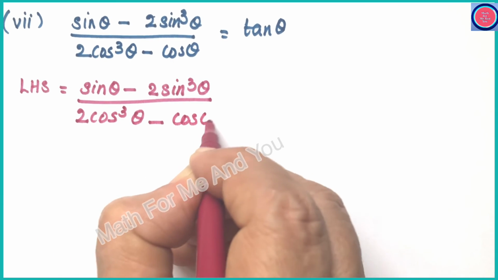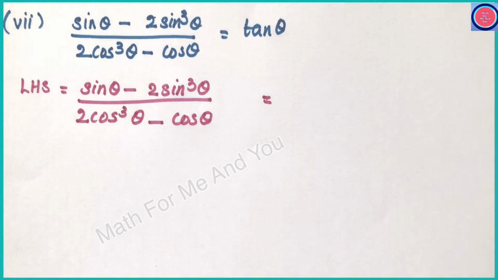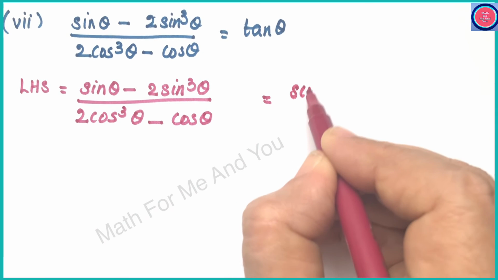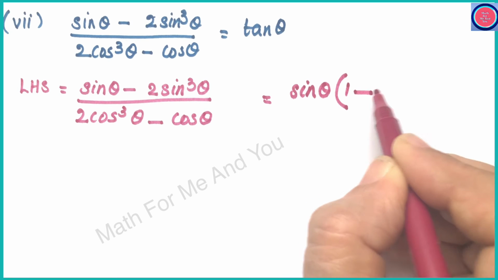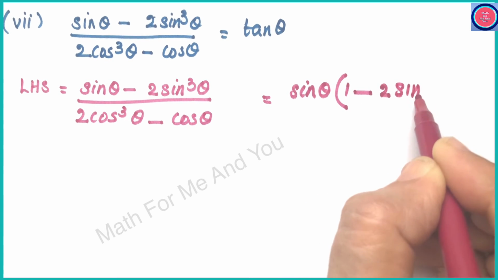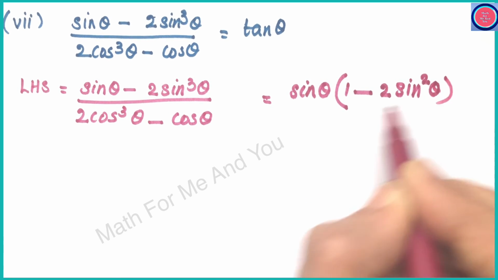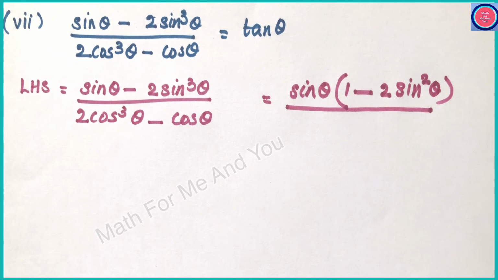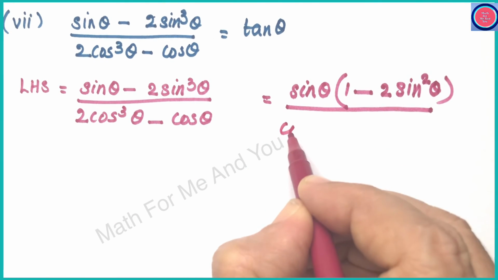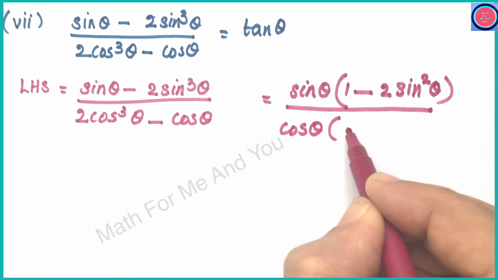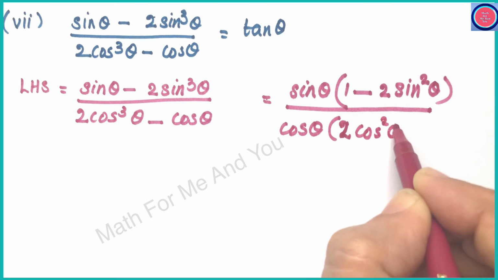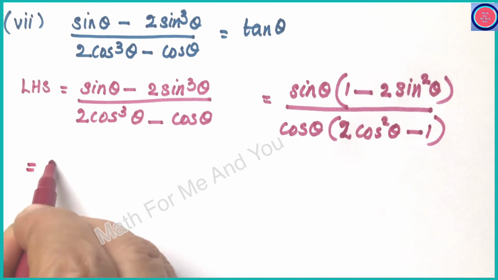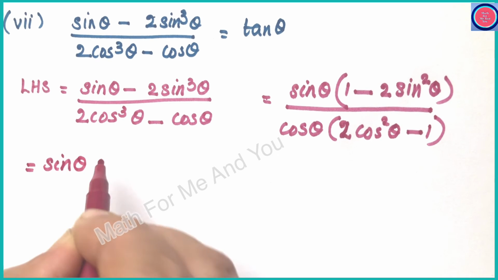Look at the numerator. There are two terms and both terms have sin theta, so write sin theta as the common factor. From the first term, if we take sin theta outside, the remaining is 1, and minus 2 sin cube theta, if we take sin outside, the remaining is 2 sin square theta. In the denominator, cos theta is a common factor. Take cos theta outside. Remaining is 2 cos square theta minus 1.